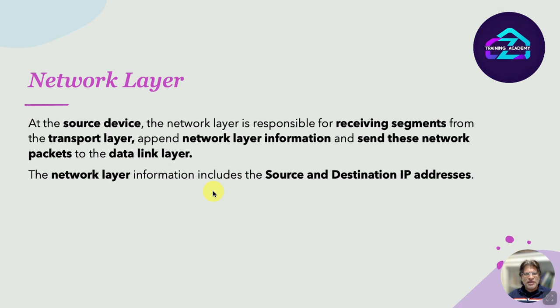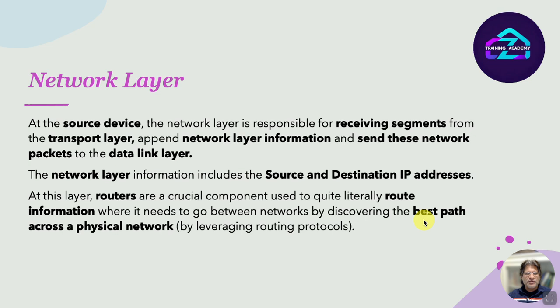So the network layer header information basically includes the source and destination IP addresses, right? So this is very important to understand that the source and destination IP addresses have to be part of the network layer. So it's coming in from the header that has been added in the network layer. At this layer, the routers are a crucial component used to quite literally route information where it needs to go between networks by discovering the best path across a physical network by leveraging routing protocols. We'll talk about routing protocols at a future date.